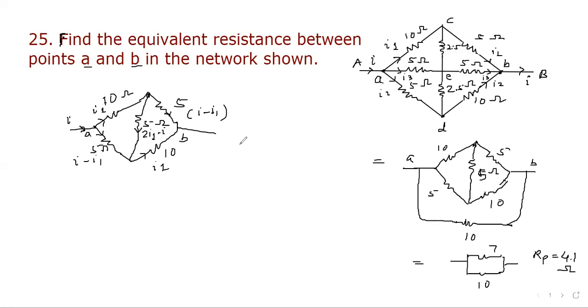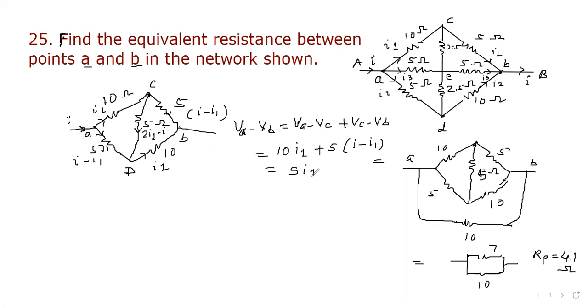Now we find VA minus VB. So VA minus VB will be equal to, suppose we write here C, this is D, then VA minus VC plus VC minus VB, and V equals IR. So here this is a 10 ohm resistor, current is I1, plus here the resistor is 5 ohm and current is I minus I1, so 5 times I minus I1. So this will become 5I1 plus 5I, which is VA minus VB.